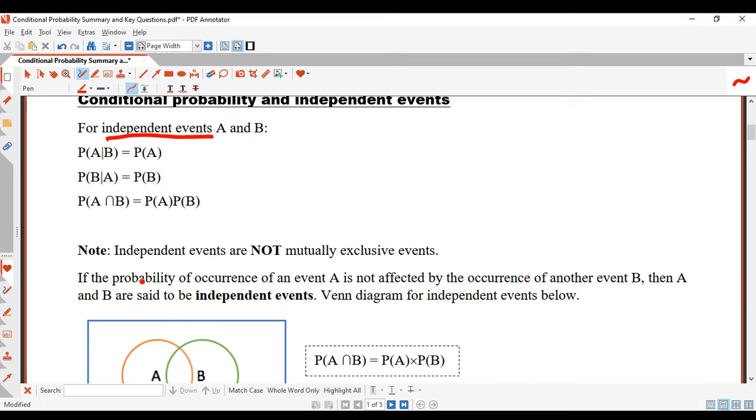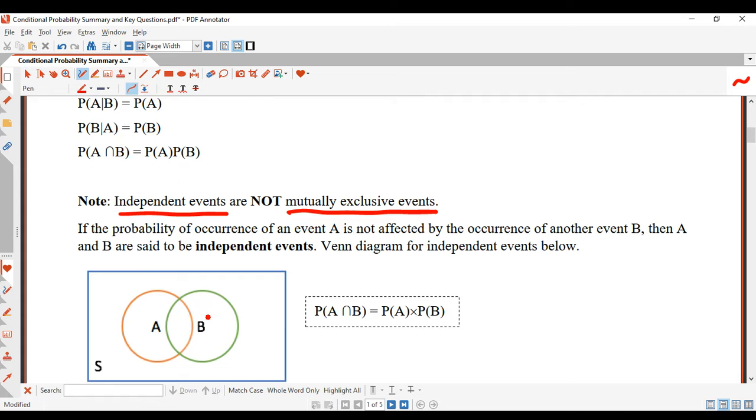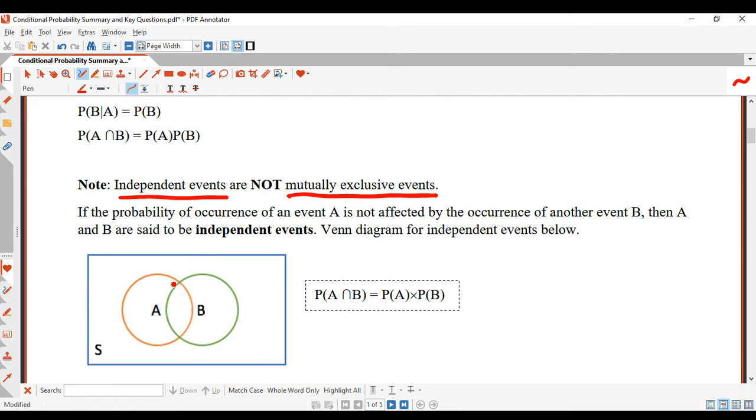Let's remind ourselves what independent events are and what mutually exclusive events are, because you'll be drawing some pictures to answer some of the questions, so it's important that you understand the difference. If the probability of occurrence of an event A is not affected by the occurrence of another event B, then A and B are said to be independent events. We could draw a Venn diagram like this for independent events, where there's overlap. If A and B are independent, it doesn't mean they are separated on the Venn diagram.